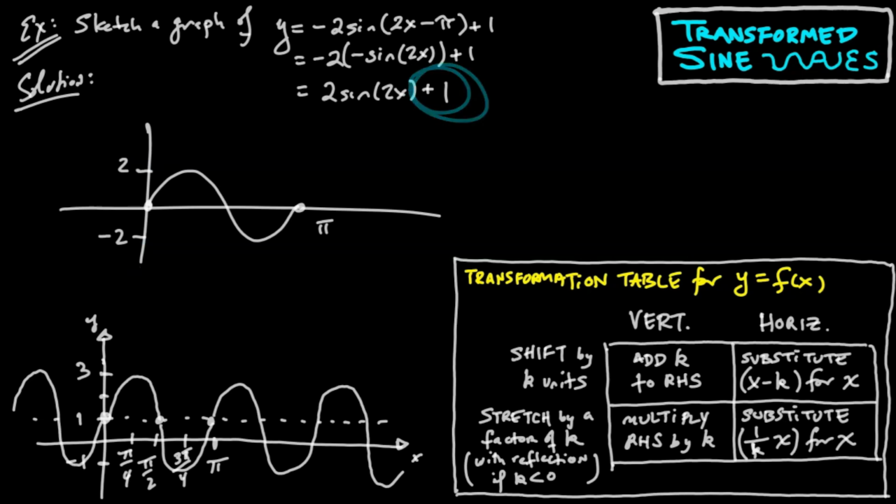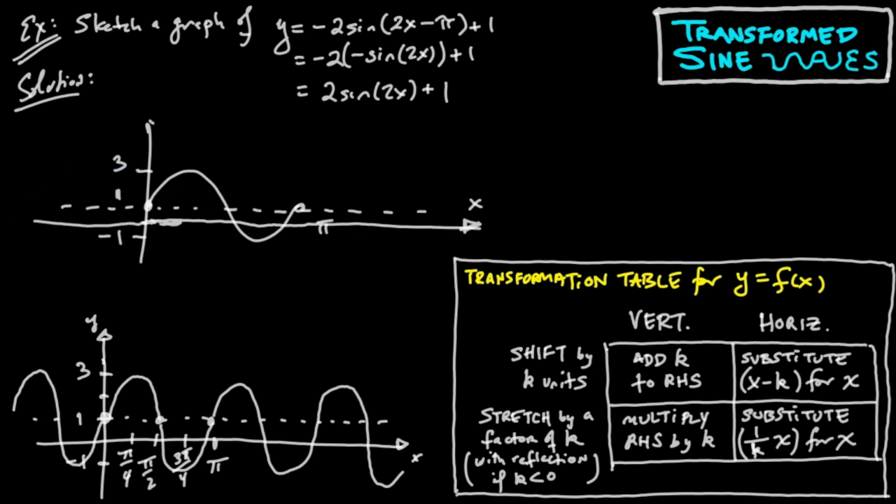And then we add 1 to the right-hand side. That shifts everything up 1 unit. So that means instead of going between minus 2 and 2, I will actually be going between minus 1 and 3. Now I need to take a little care here because this is no longer the x-axis. So I will put that in, that's my y. I will move that pi to a more sensible location. Maybe put a few extra important points on there.